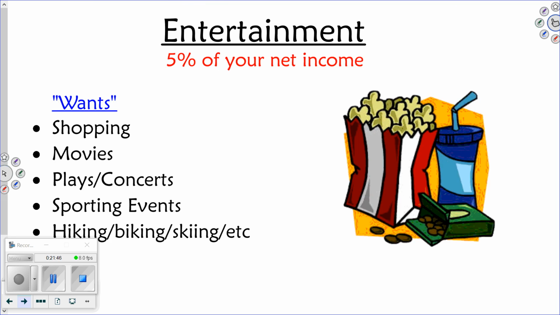All right, entertainment, 5% of your net income. All right, usually if students are going to mess up on the activity today, they're going to mess up what goes in entertainment and what goes in miscellaneous. Okay, entertainment are your wants. You want to go do that. So shopping, movies, plays, concerts, sporting events, hiking, biking, skiing, all this stuff, that is not stuff you have to do.